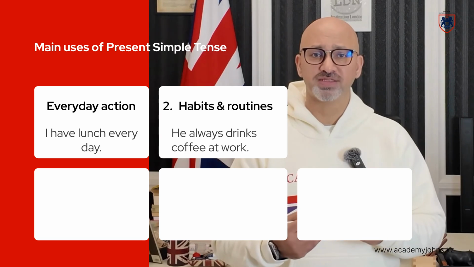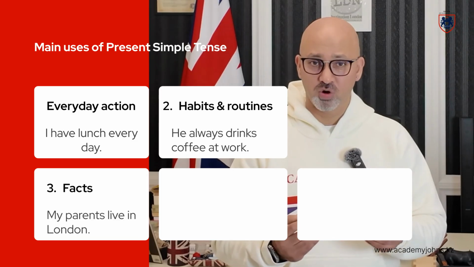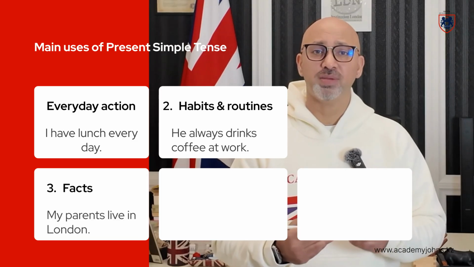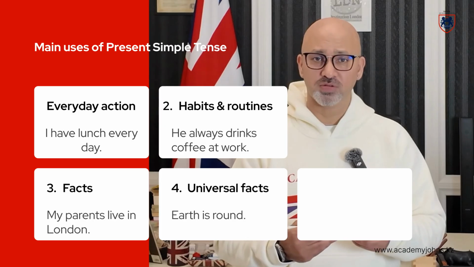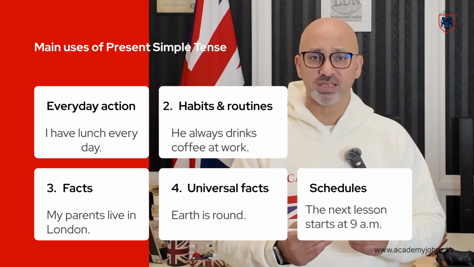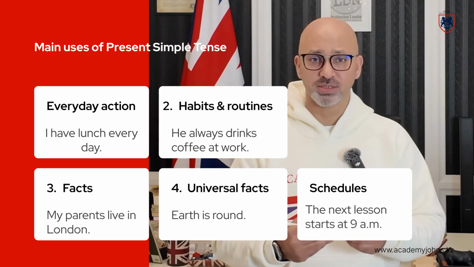Number 3, for facts. For example, my parents live in London. Number 4, for universal facts. For example, Earth is round. And finally, the last one, for schedules. For example, the next lesson starts at 9 a.m. Now you can use present simple easily.